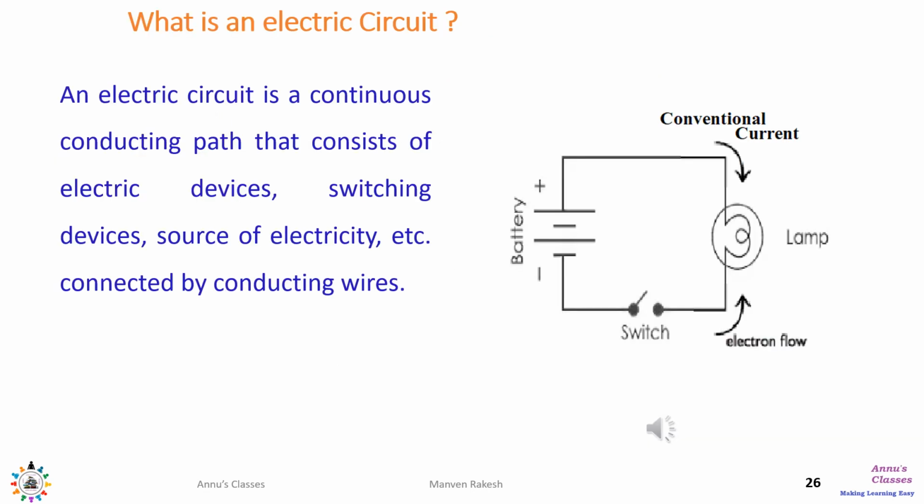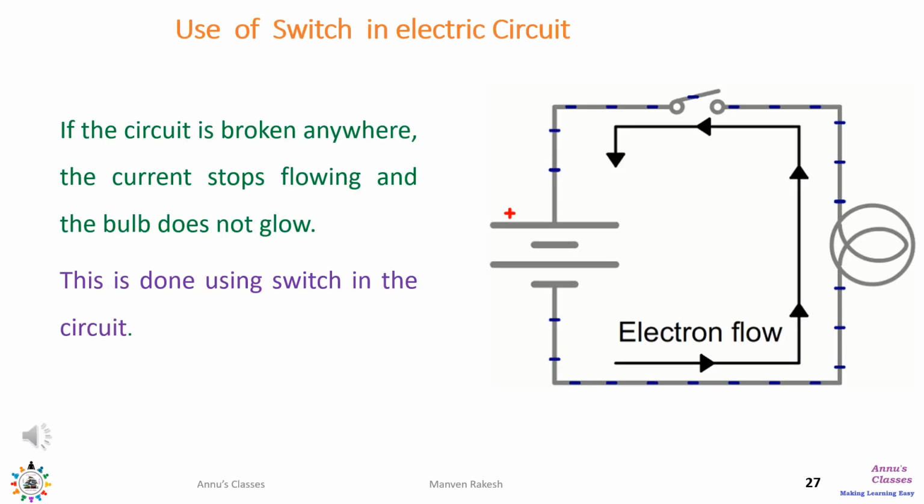Just by putting bulb and battery and switch, the purpose is not solved. They are to be connected together, and when they are connected together in a continuous path, it is called an electric circuit. In the electric circuit, current will flow only if it is continuous. If it gets broken anywhere or the switch is turned off, the current stops.